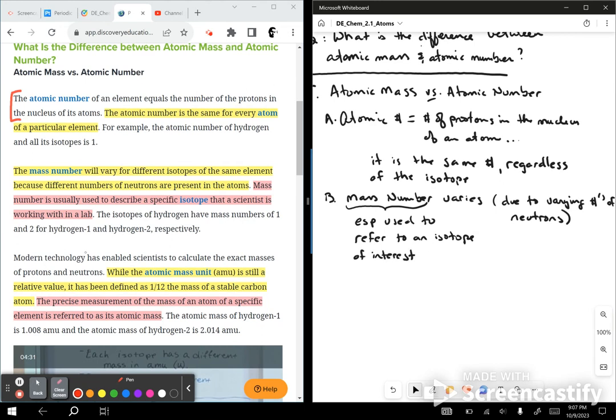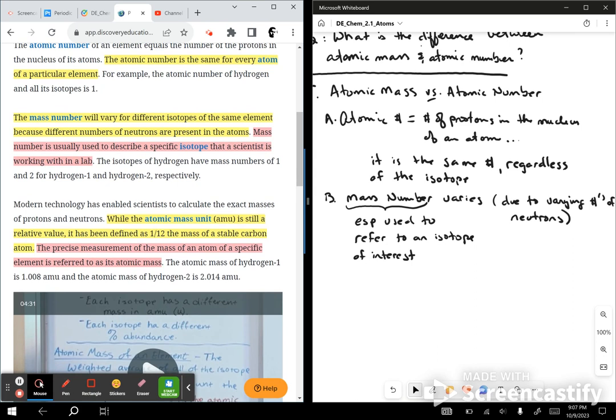This could be like what the researchers are looking for when they drill an ice core out of some sea ice, perhaps, and they're looking for a particular oxygen isotope, right? Then they would be referring to it by its mass number, oxygen 16 or oxygen 18 or whatever, right? Okay. So, the isotopes of hydrogen have mass numbers of 1 and 2 for hydrogen 1 and hydrogen 2, respectively. Okay.